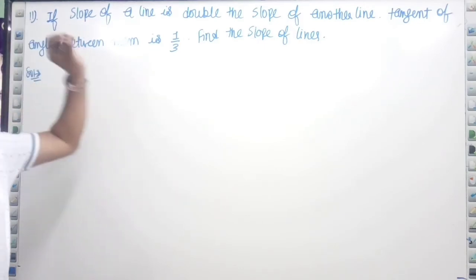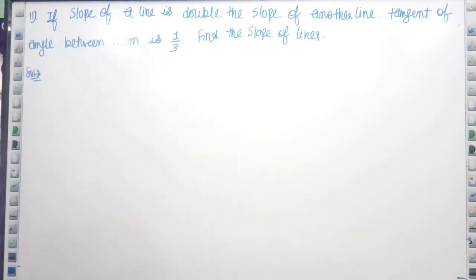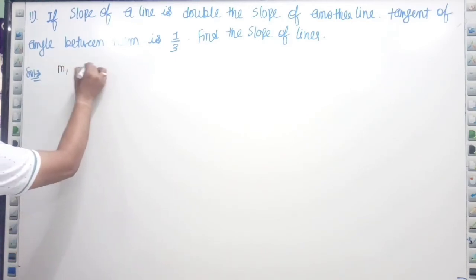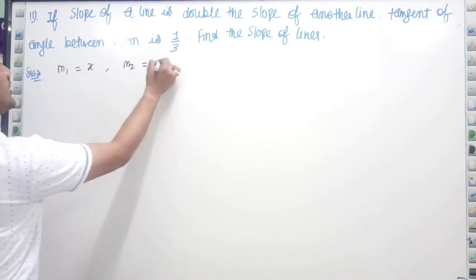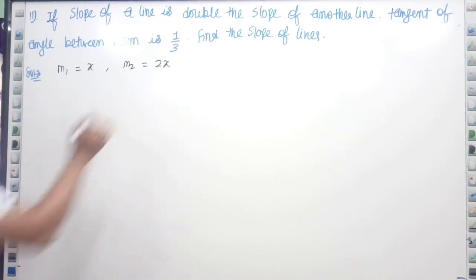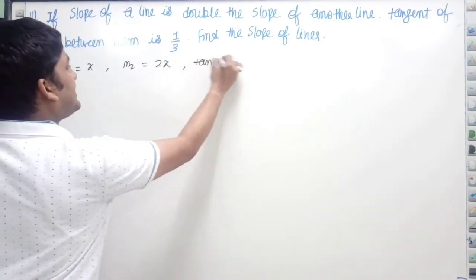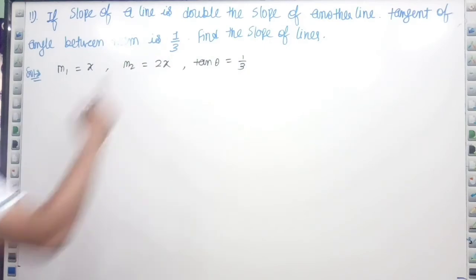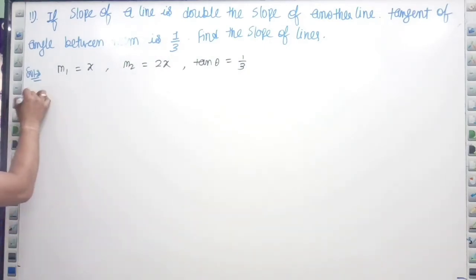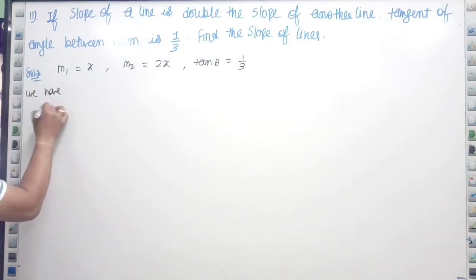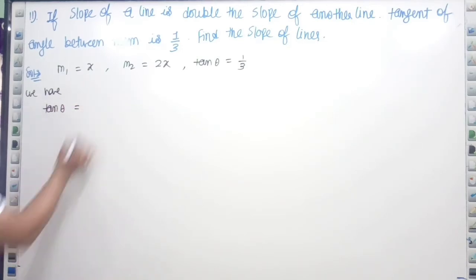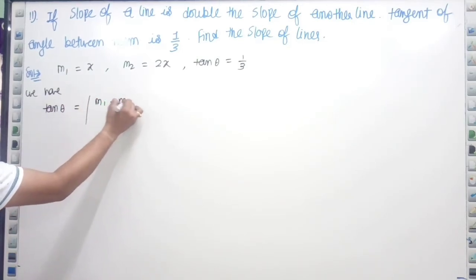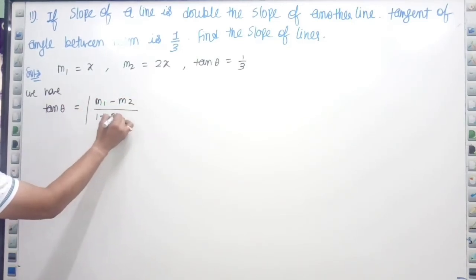The slope of a line is double the slope of the other line. Suppose किसी भी line का मैं slope मान लेता हूँ x, the second line का slope क्या होगा, 2x. Tangent of angle between them, tan theta, is 1 by 3. Find the slope of the lines. Now can I write? We have formula of tangent: tan theta is equal to mod of m1 minus m2 upon 1 plus m1 into m2.